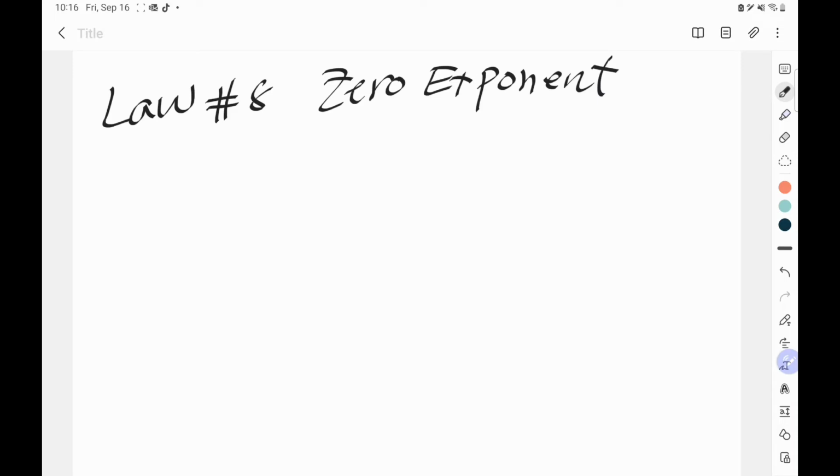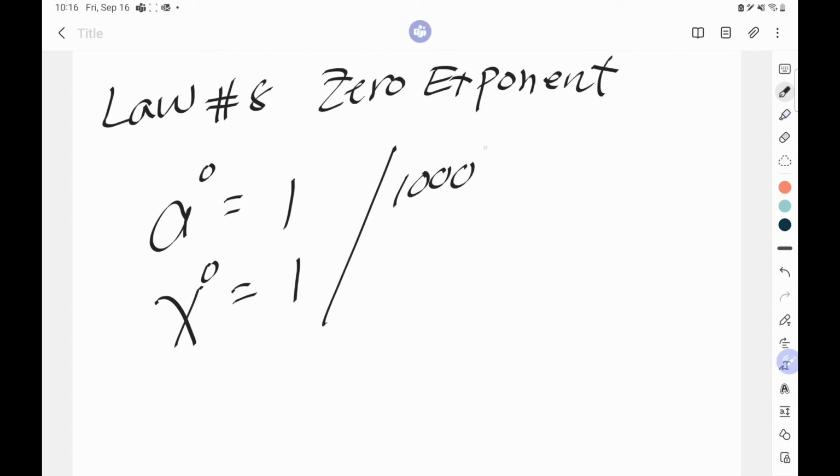Law number 8, zero exponent. Any number raised to the power of 0 will always be equal to 1. For example, a to the power of 0 is equal to 1. x to the power of 0 is equal to 1. And 1000 to the power of 0 is equal to 1. And 1 million to the power of 0 is equal to 1.